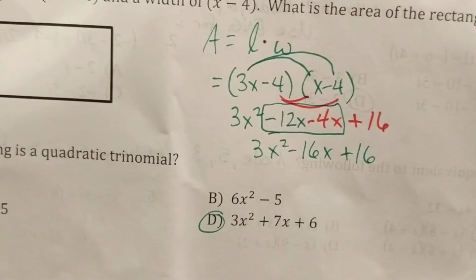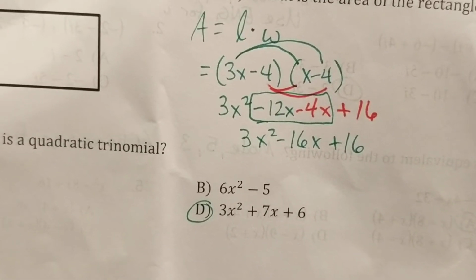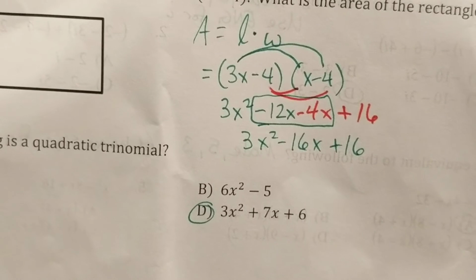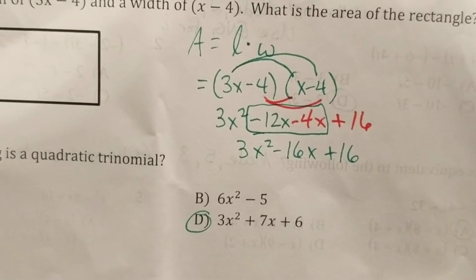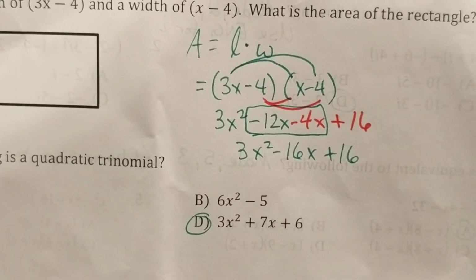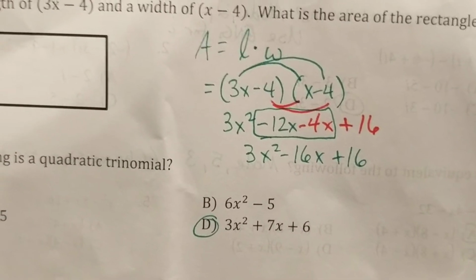Combine your like terms. That's why I put a little box around the like terms there. You cannot combine the 3x squared because it's got a squared on it. You just add negative 12x and negative 4x to get negative 16x.